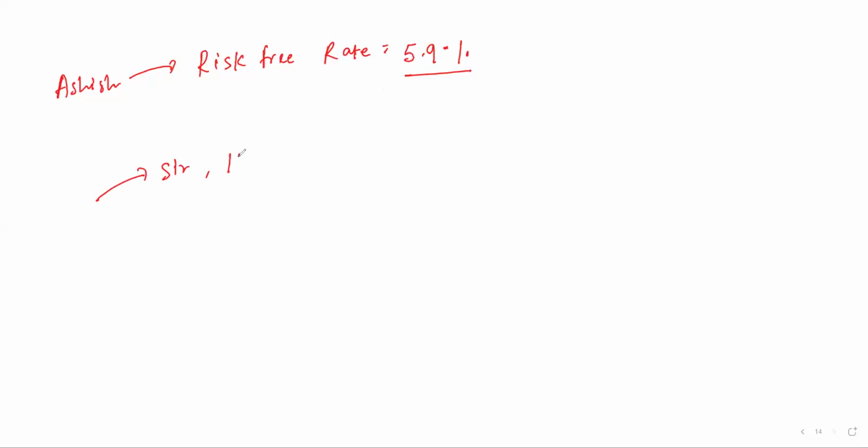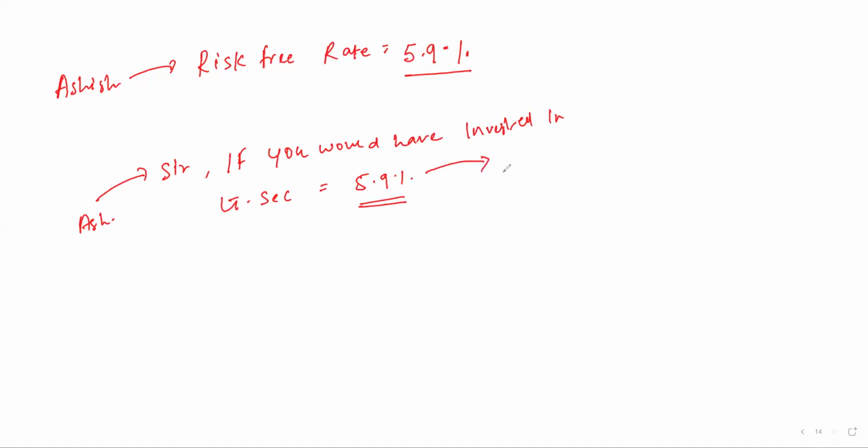So Ashish asked me what is the risk-free rate. I told him that the risk-free rate is around 5.9%. So Ashish told me that if, sir, if you would have invested in government bonds or government securities, you would have got 5.9% return. Expect the same return from me as well.